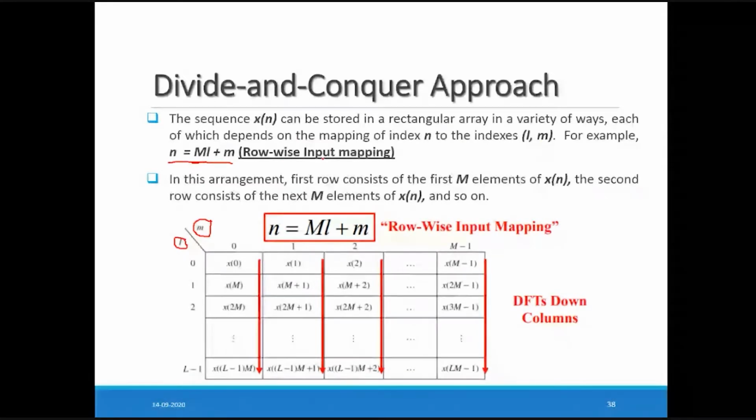Here these lines are the row wise input mapping, and here the DFTs are for down the columns. So here DFTs are shown down the columns. So this is represented as row wise input mapping.